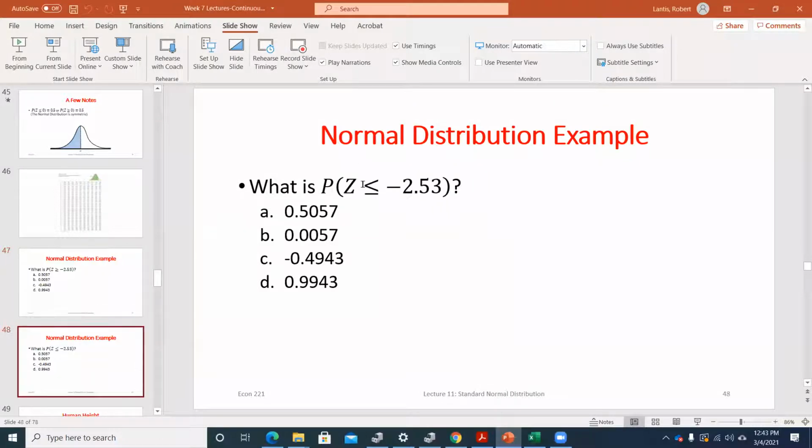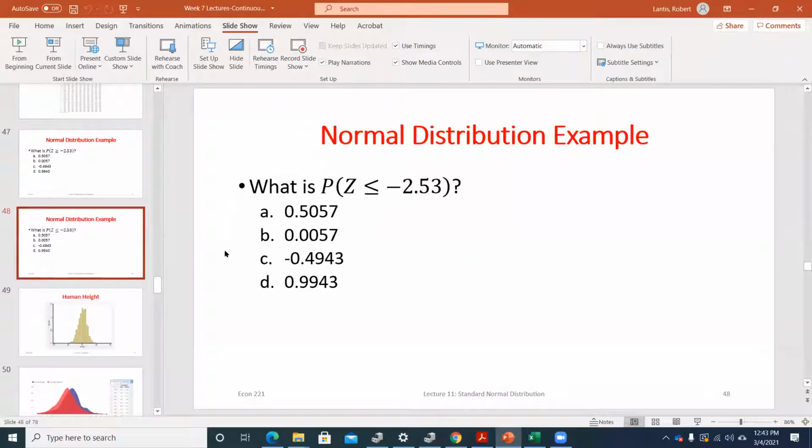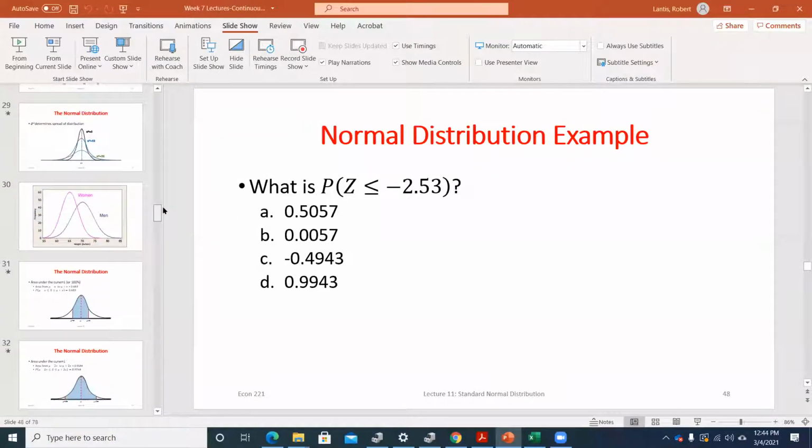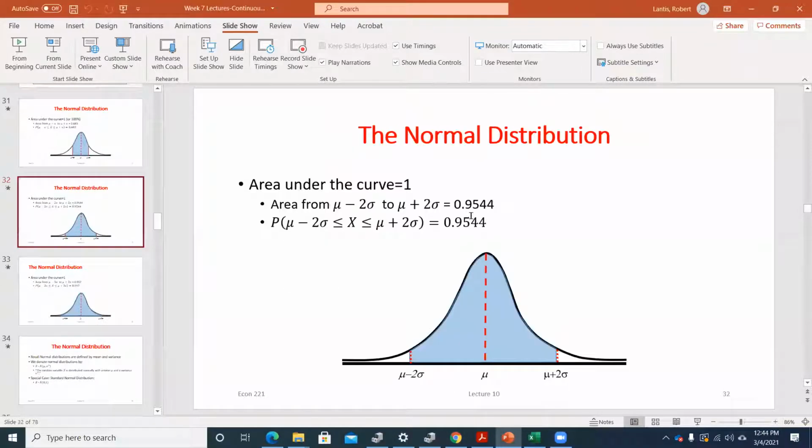What if I then ask, what's the probability that it's less than negative 2.53? Well, that was literally what the table told us. The area to the left would just be the 0.0057. So I'm going to use this idea and prove to you, if we go back here, oh, where was it that I said this? There we go. Let's do this one. So let's say we're 2 standard deviations above and below. Why do I know that's always 0.9544?